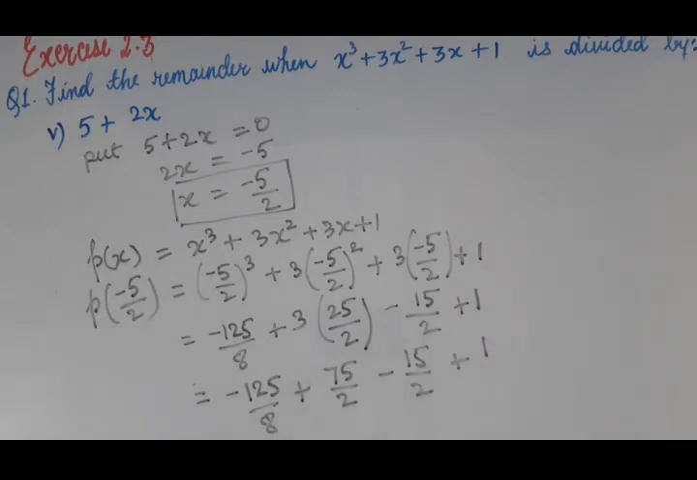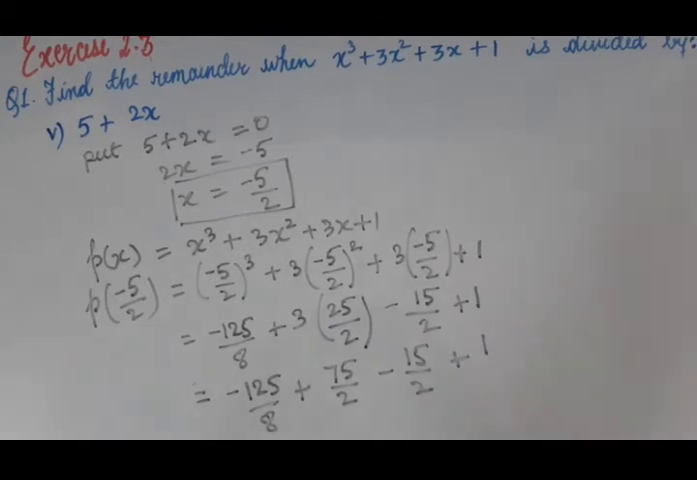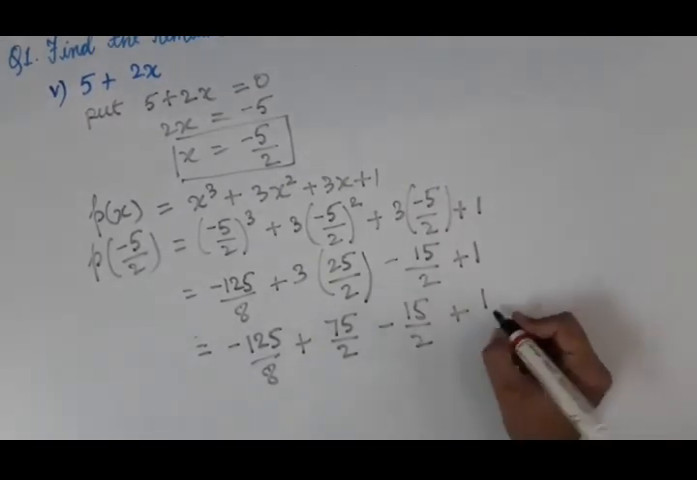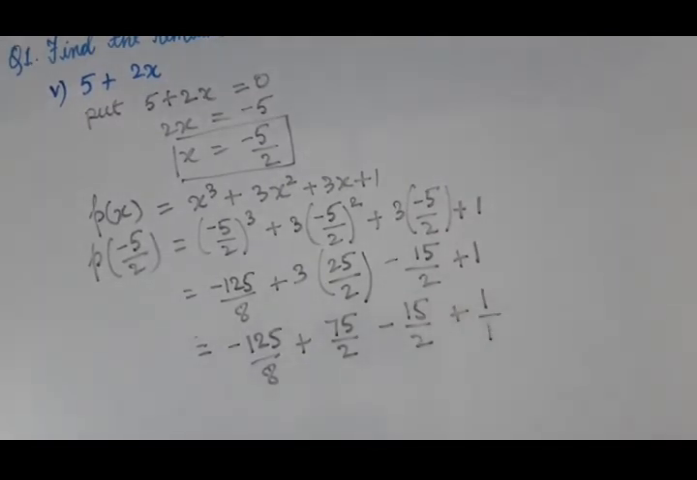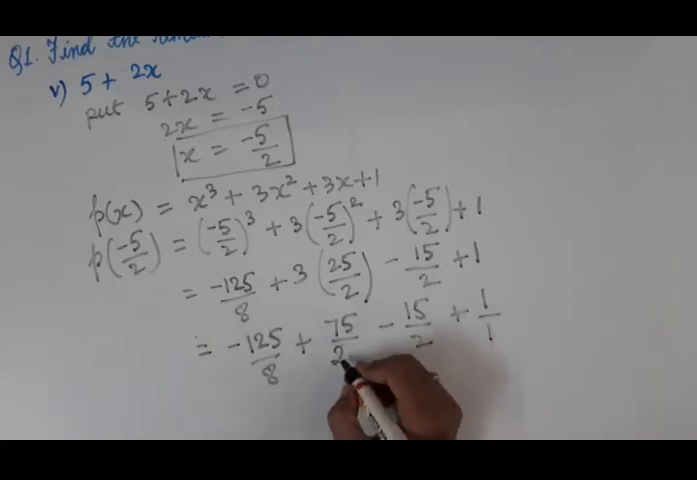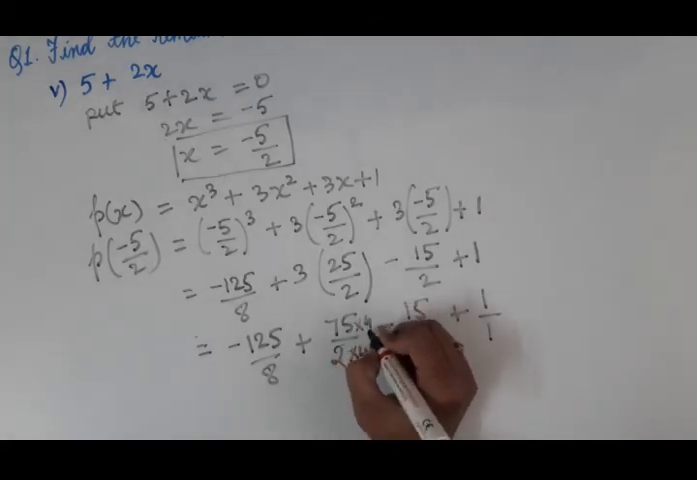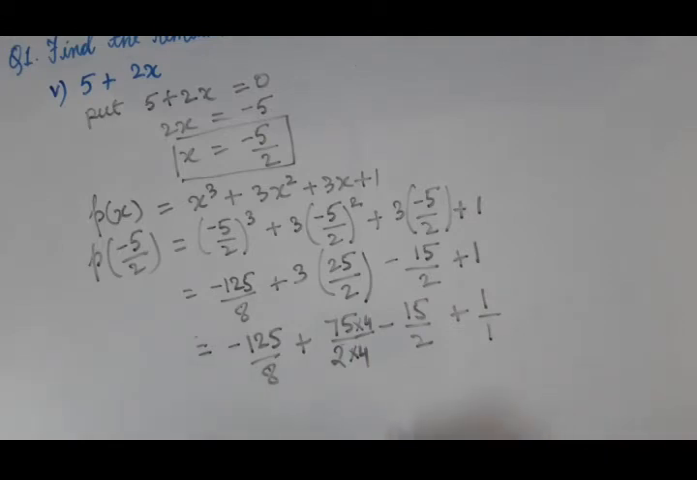Now if you check the denominators, they are 8, 2, 2, and here nothing is there, so I can write 1. So what is the LCM of 8, 2 and 1? 8, right? So to solve this, I have to make the denominators equal to 8. Now for the first term it is already 8. For the rest, you have to make it. So to make this 8, I have to multiply it with 4. And if I am multiplying the denominator, I have to multiply the numerator also with the same number to maintain equality.